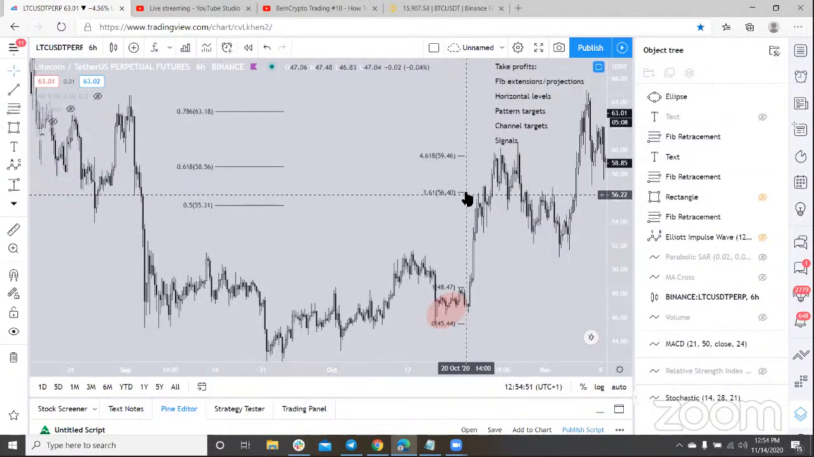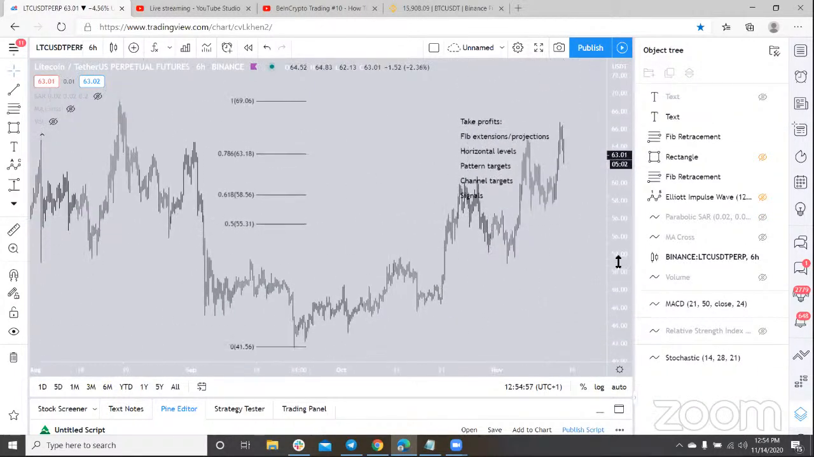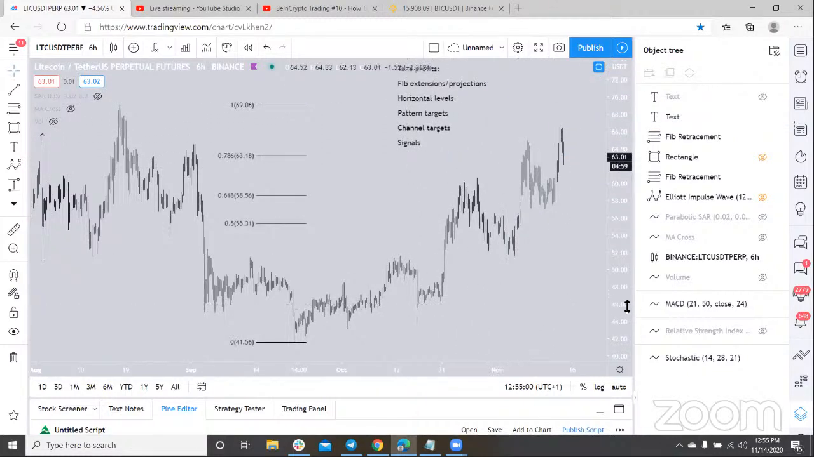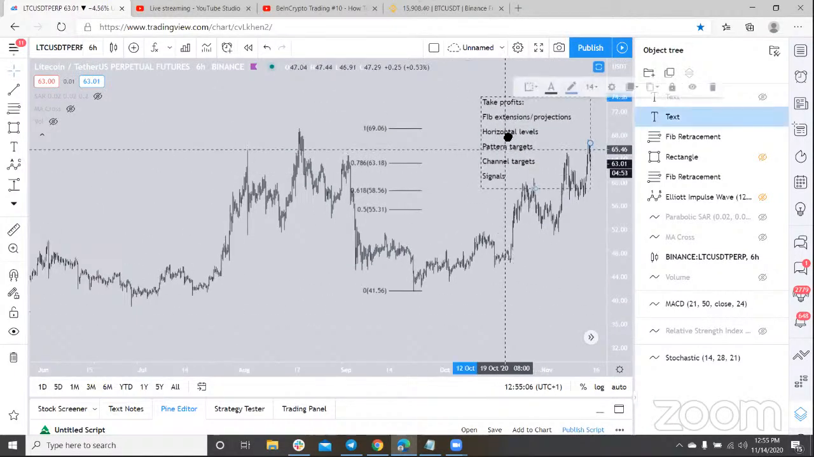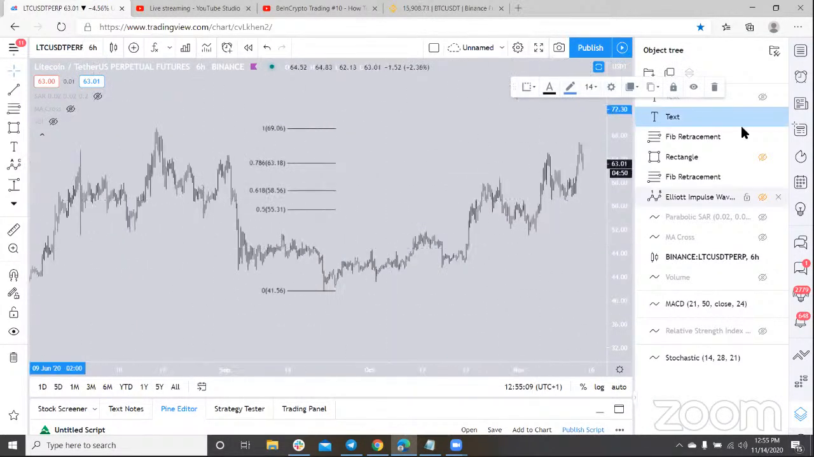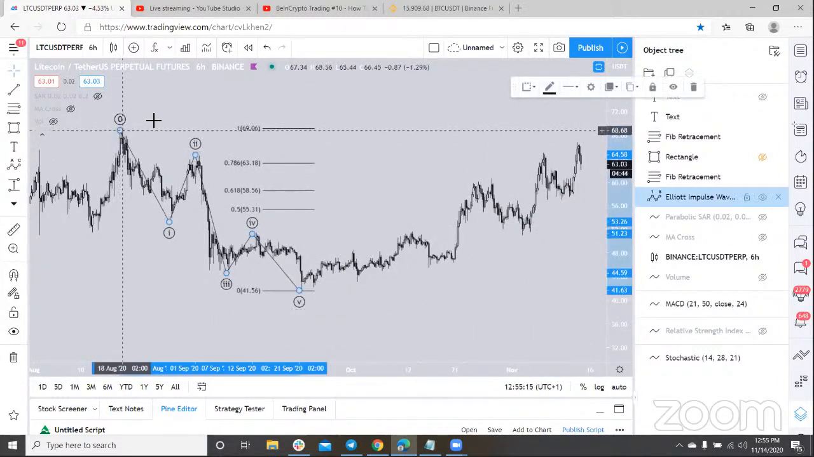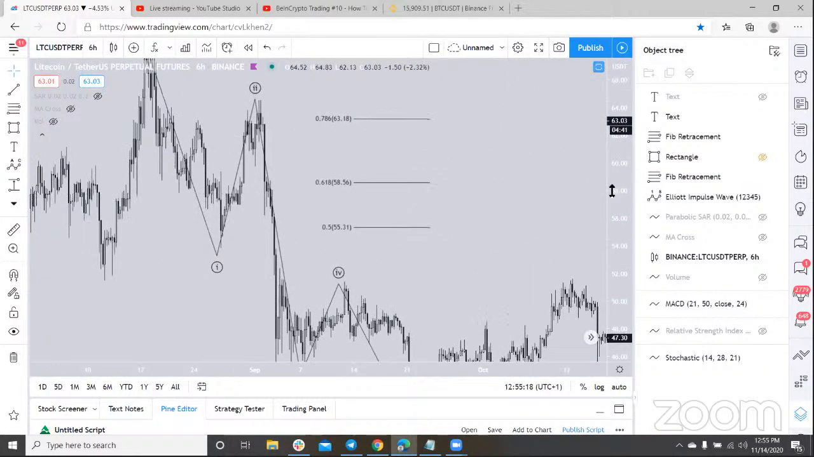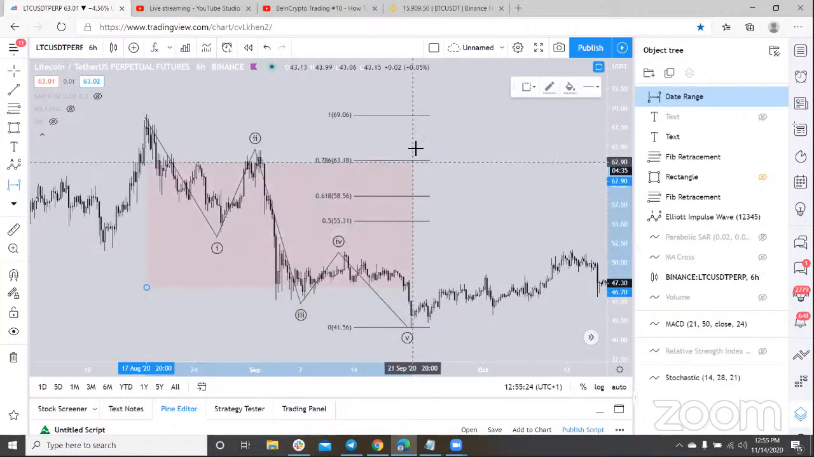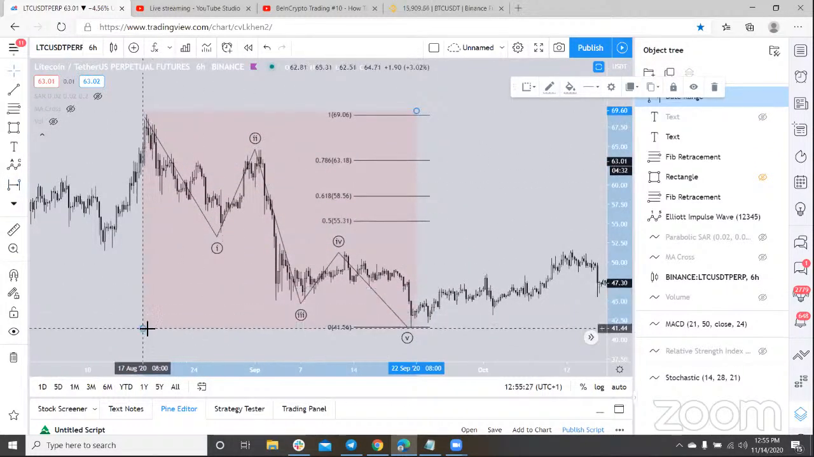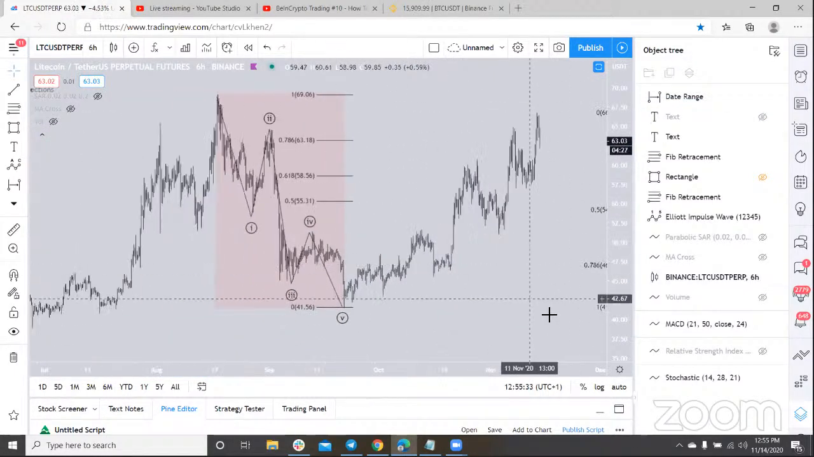Let me just clean this up for a second. Now, what I mean by projections. So, okay, again, more Elliott wave stuff. When I'm counting this, I have it as a 1, 2, 3, 4, 5 down. So for me, this is the beginning of the bearish impulse. And then this entire move is just a correction in response to it.